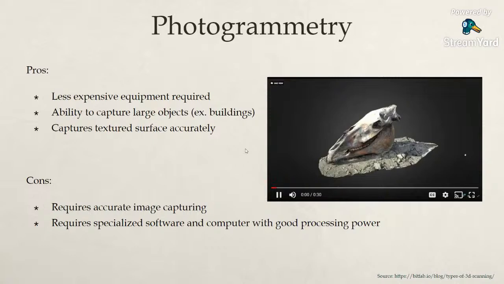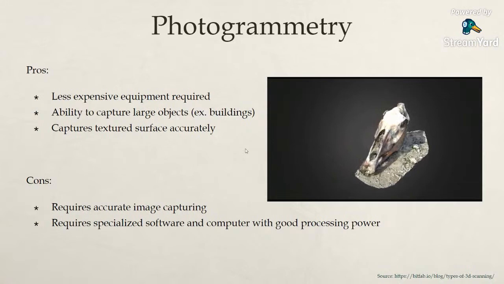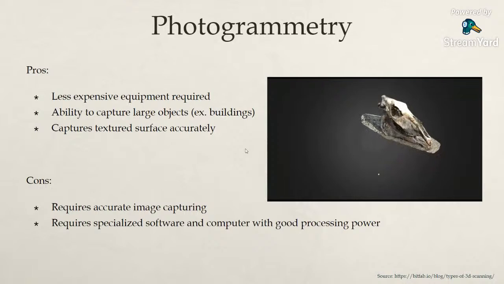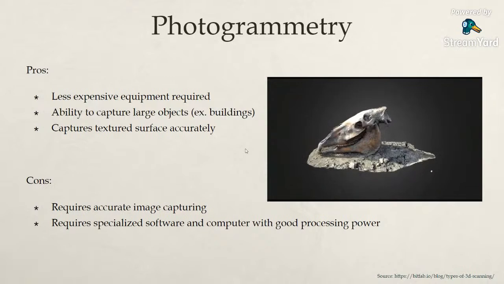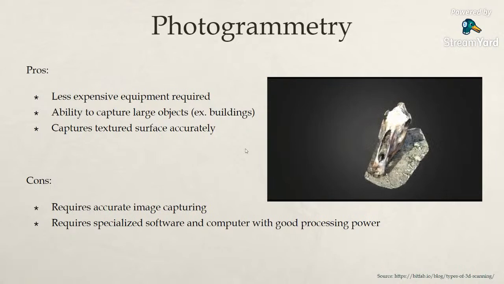And photogrammetry is usually the most affordable method of 3D imaging, as the cost is related to the type of camera that you're using, as well as your computer and the software that you choose. And it also allows diversity in 3D recording and captures the texture surface very well, thanks to the high resolution 2D images that you're taking.